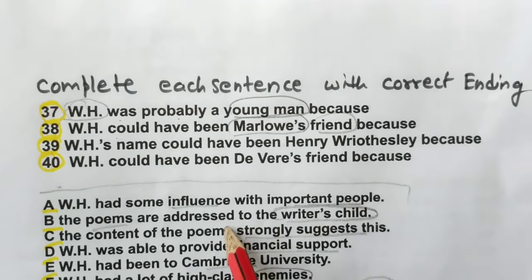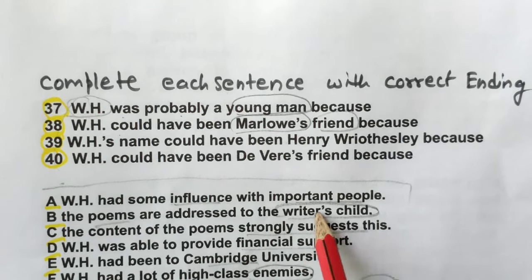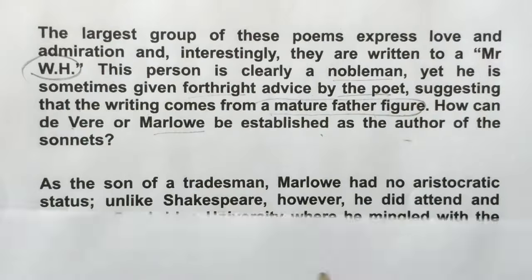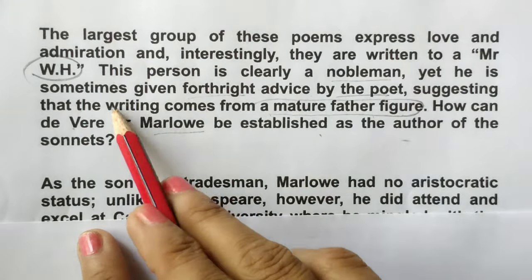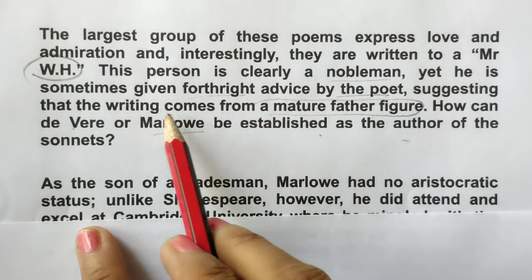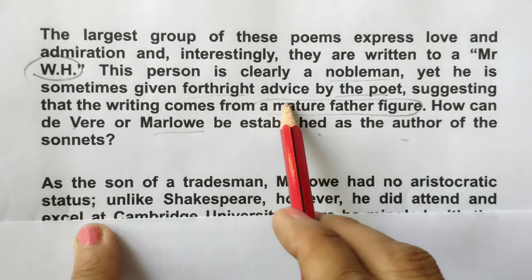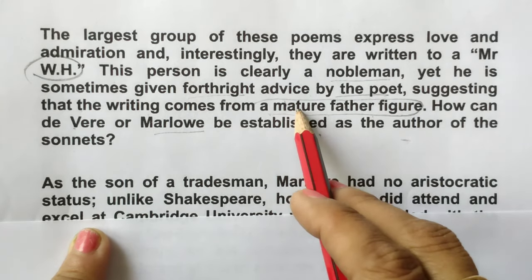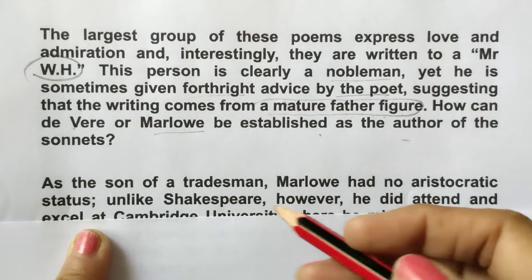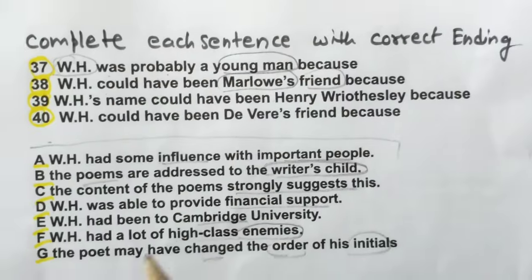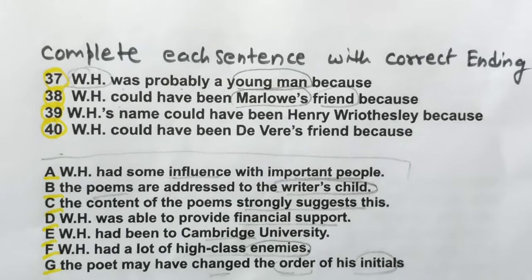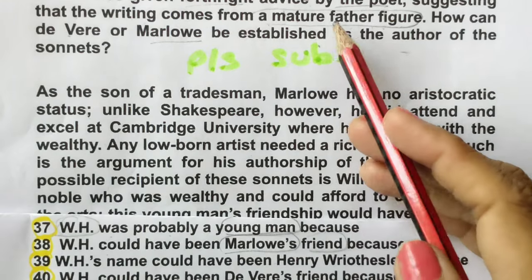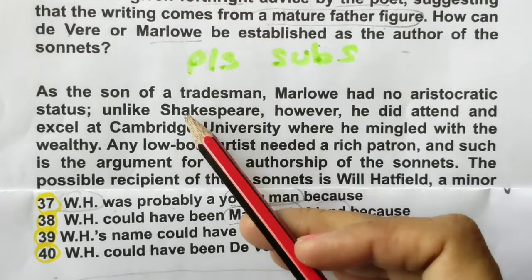Somewhere they were talking about the writer's child. The poems are addressed. No. The person, yet he suggesting the writing comes from a mature father figure. No, this is the opposite thing they have given. I will show you the full option, just a minute. So it means nothing is relating to this next paragraph.